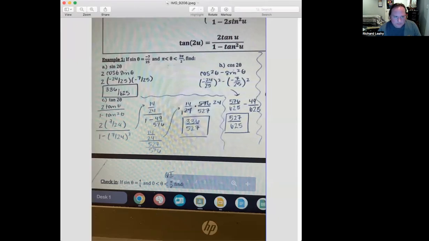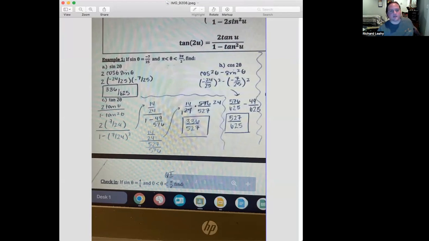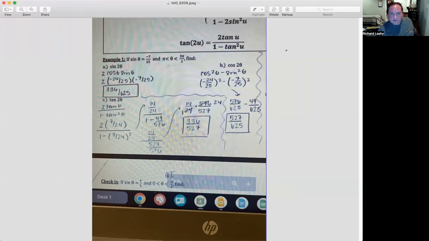All right, so what you'll see here is it says sine of 2 theta. So this is talking about a double angle. So we don't know what theta is. We don't need to know, just the information given here.